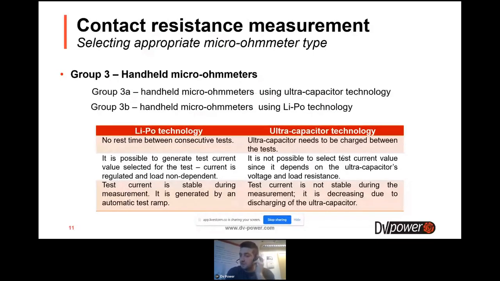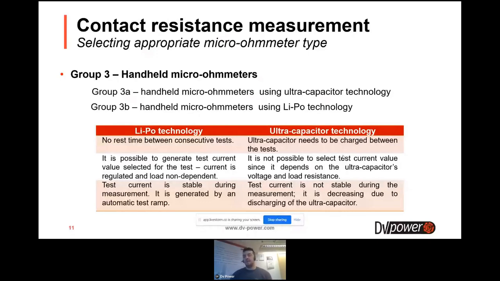What is the difference? The difference is that when you use only battery technology, it is possible to regulate the test current, and the user can select basically the current value which he wants to use for the test. While in case of ultra capacitor technology, this is not possible. Why is it not possible?